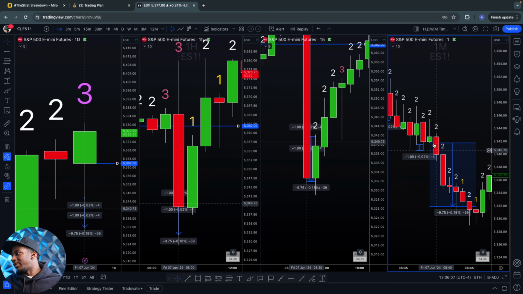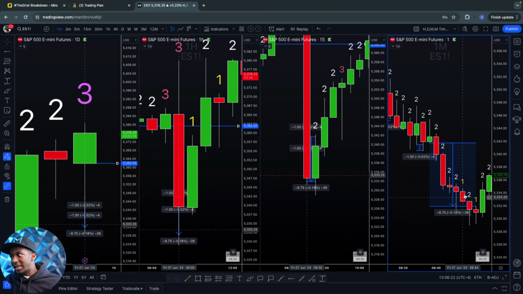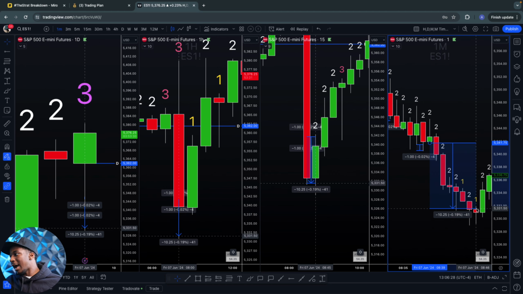Why? Because we have a 2 down, 2 down, 2 down, 2 down, inside candle, 2 down, inside candle. Now we get a 2 up. So if I'm selling, I make money as price is going down. If price doesn't break a high, that means price is either staying inside or it's going down. In this case, it was going down. It stayed inside, went down, stayed inside. Then it broke the high. I can exit at that point. So I can make 10.